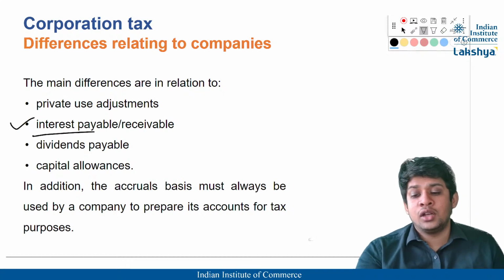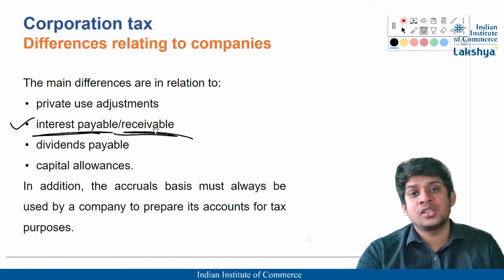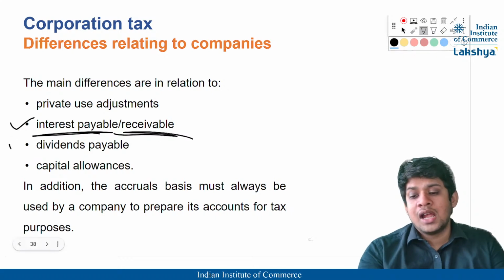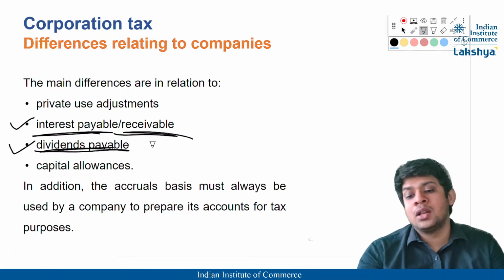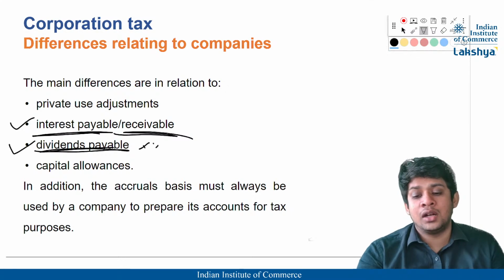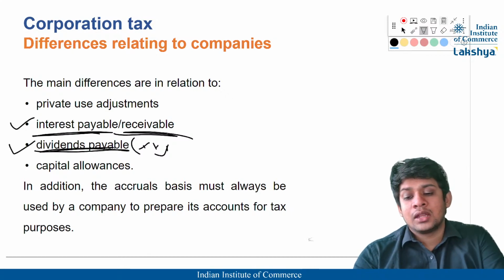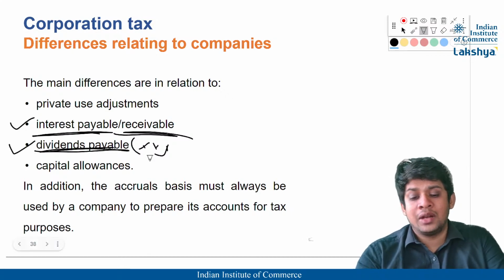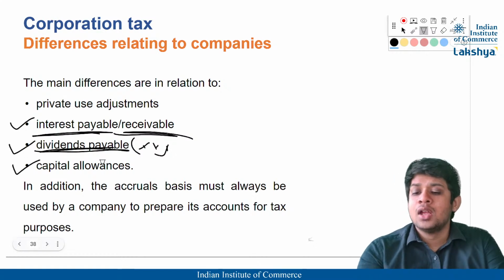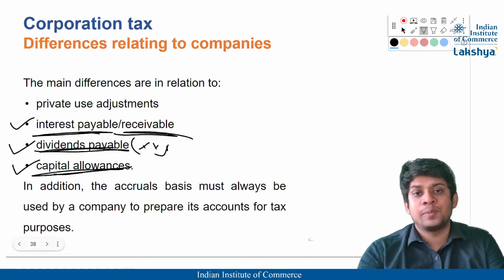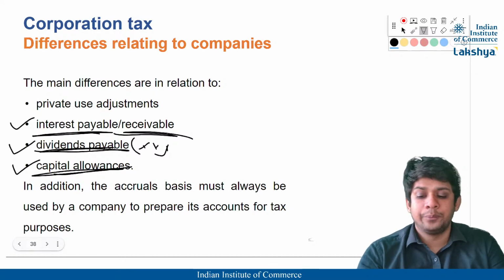Okay. Always remember you have to take the interest payable and interest receivable on an accrual basis, and the dividends that are payable shall be eliminated from the profits. Okay. If the dividends which are payable, that I'm paying, then actually this will not be eliminated. I'll show you the adjustment for the same. Capital allowances, lastly, you will get special capital allowances for your companies that I'll show you.